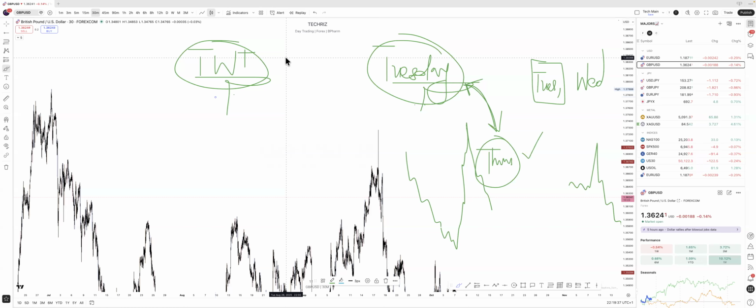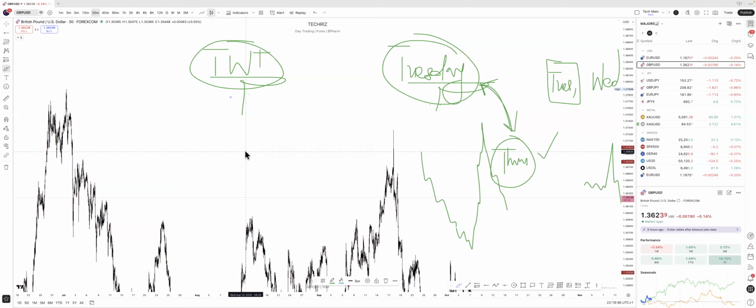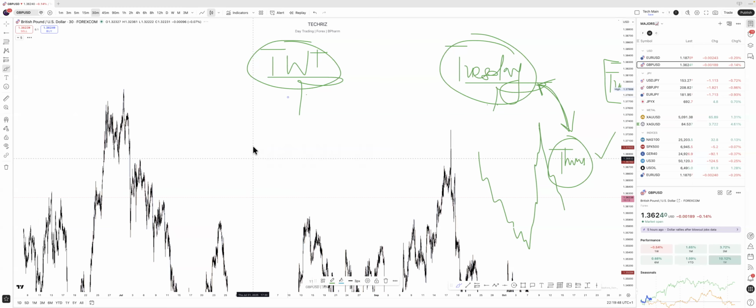Now for the weekly scenario, because it is possible for the weekly to have a CRT. It's possible for a weekly to have a CRT. Now, the high probability weekly scenario is this. The first week will form the accumulation. The second week will form the manipulation, right?